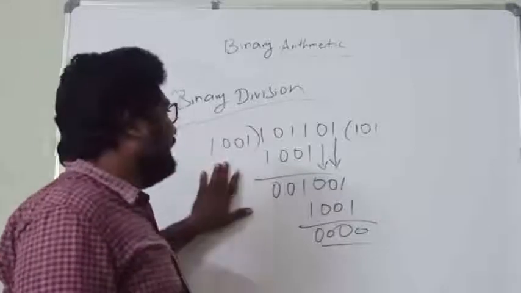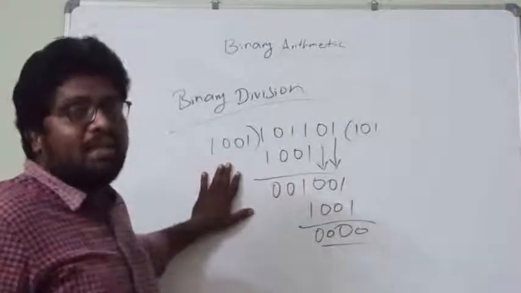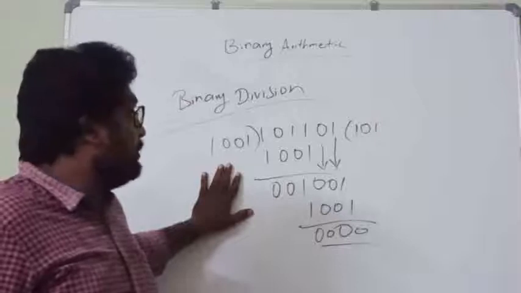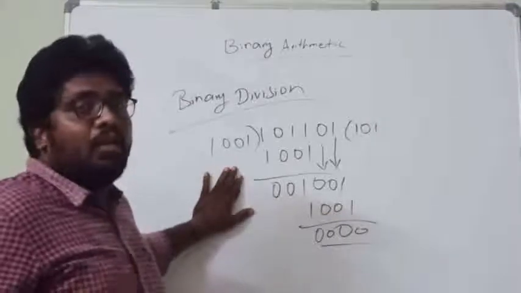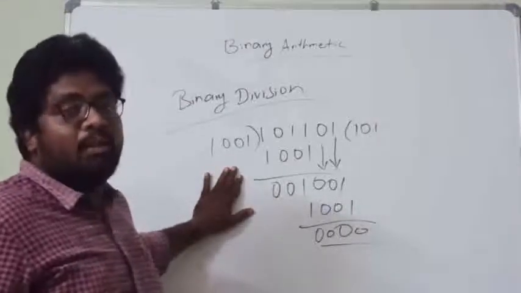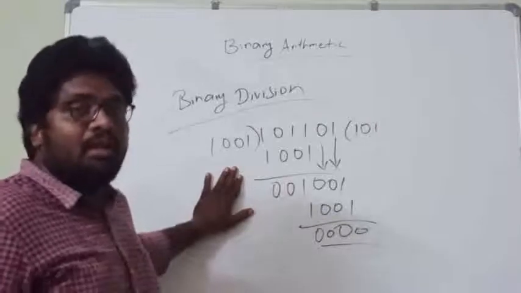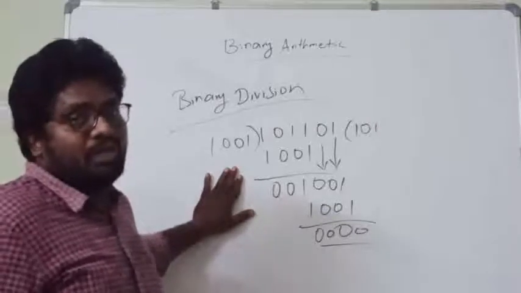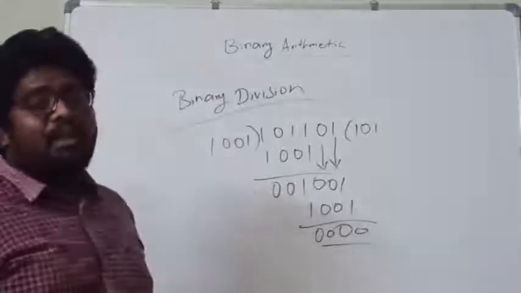Right? The binary division is the same as our normal division, that is how we perform a division operation with decimal numbers. Right? So that's all about the binary arithmetic.